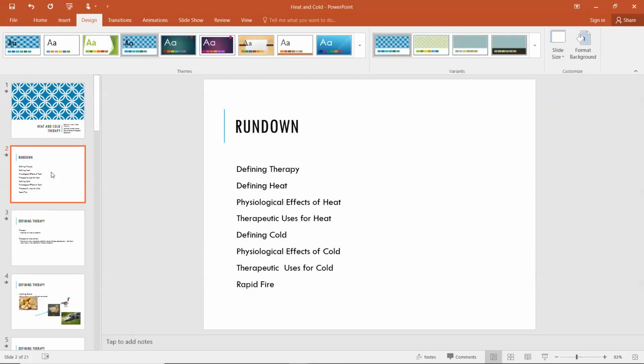So the rundown of what we are talking about is as follows on the screen. We'll be defining what exactly it means to provide therapy, defining heat, defining cold, all that good stuff. And then rapid fire, I'm going to ask you guys, would you give this person heat or cold? What would you provide for this person if they had XYZ injury? Just to have some discussion, okay?